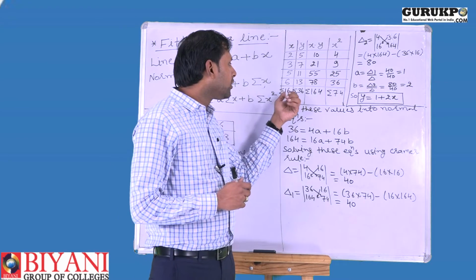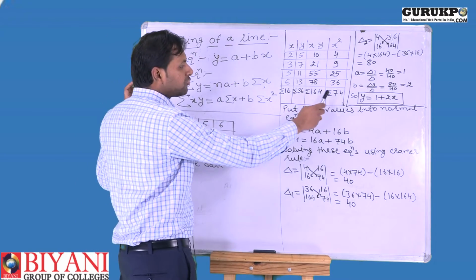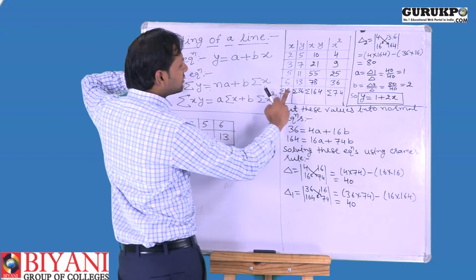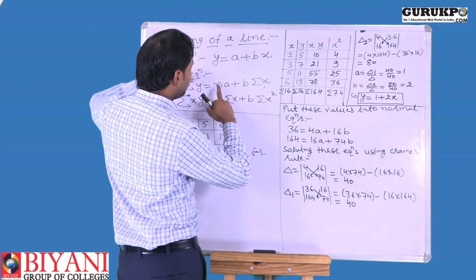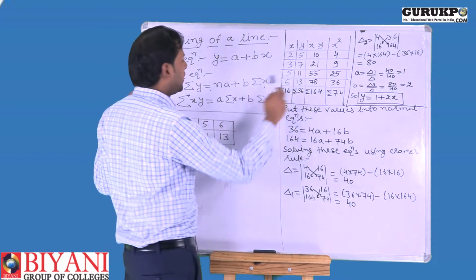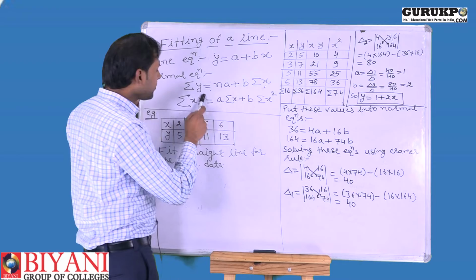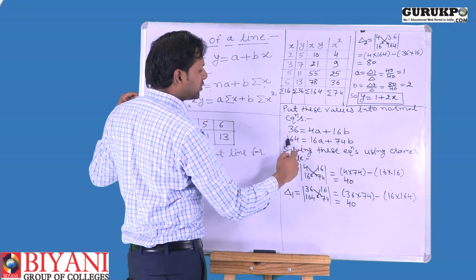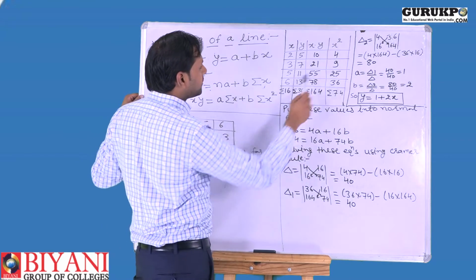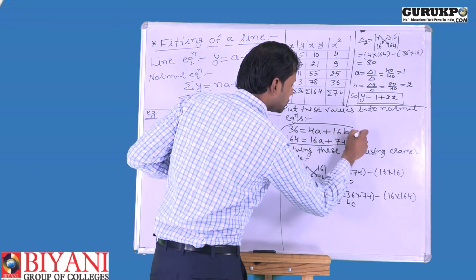Now replace these values in the normal equations. Sigma y is 36. N is the number of values. How many values? 1, 2, 3, 4. So n is 4, so 4a plus sigma x, 16b. Sigma xy is 164, which equals sigma x, 16a, plus sigma x square, 74b. So we will get these two equations.